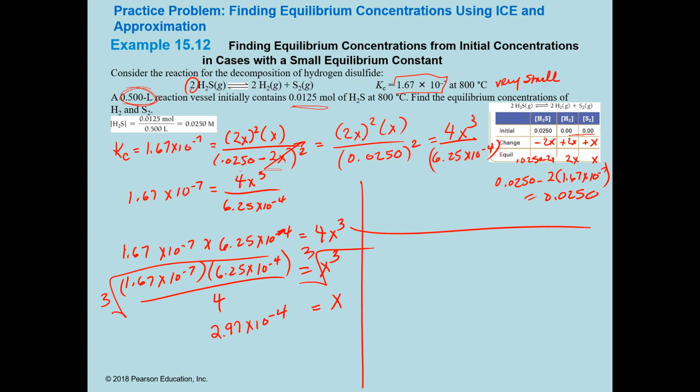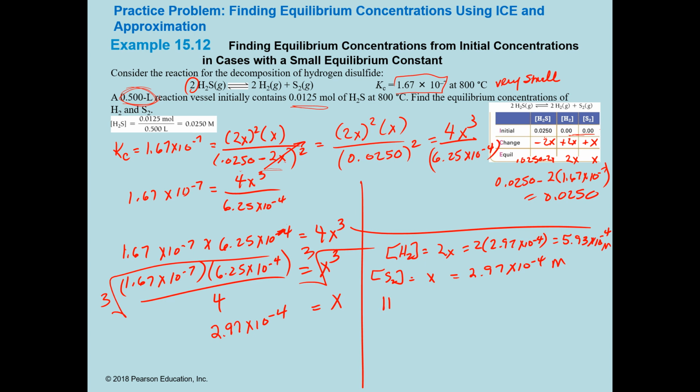All right, so the concentration of H2 is equal to 2x. So 2 times 2.97 times 10 to the minus 4 is going to be 5.93 times 10 to the minus 4 molar. The concentration of S2 is equal to x, so that's going to be equal to 2.97 times 10 to the minus 4.